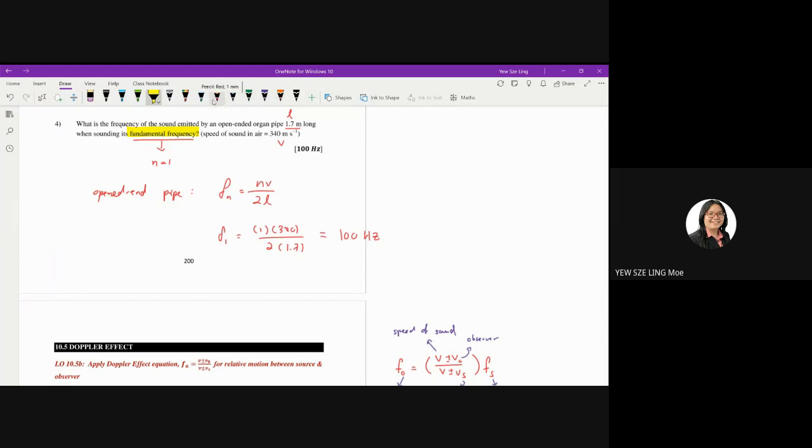Right, so 1 minute for you to write it down. Then we will go to a Doppler effect question.